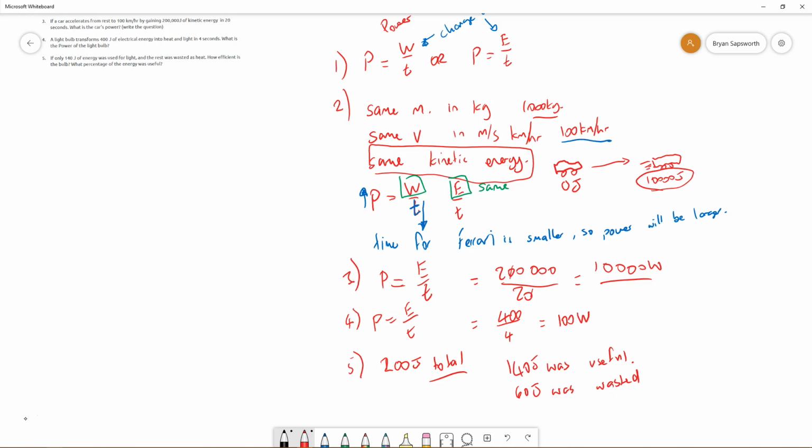Okay, so which one of those is the useful one? Was the 140? How much of a percentage of the total? To find a percentage, we're going to do 140 divided by 200. We multiply by 100 to get a percentage. So 140 over 200 is 0.7, and you times that by 100 and you get 70, so 70%.